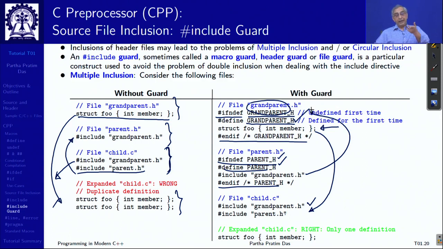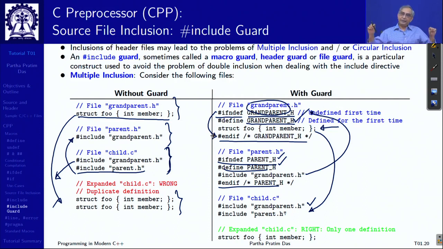Now, grandparent.h has already set the GRANDPARENT_H symbol as defined. So, the #ifndef will fail now, because it is defined. It is not going to succeed, which means though you are including it here, the inclusion control will jump to the end of this file and nothing will get included. That is how the guard works.